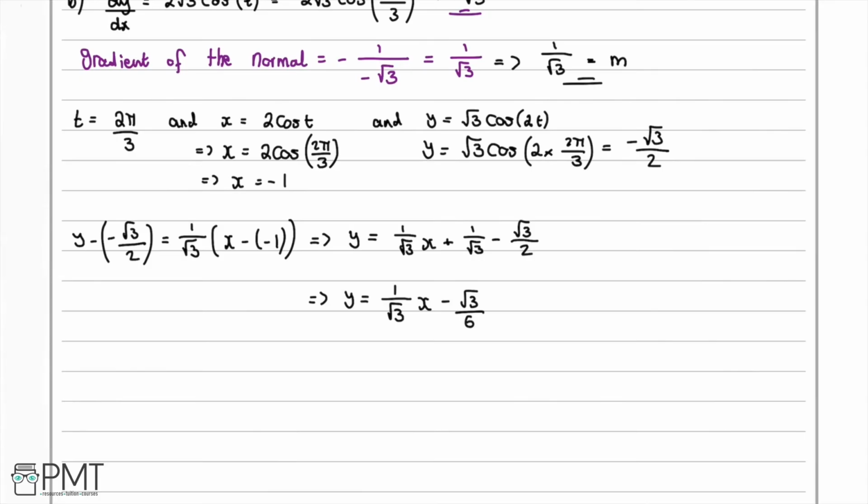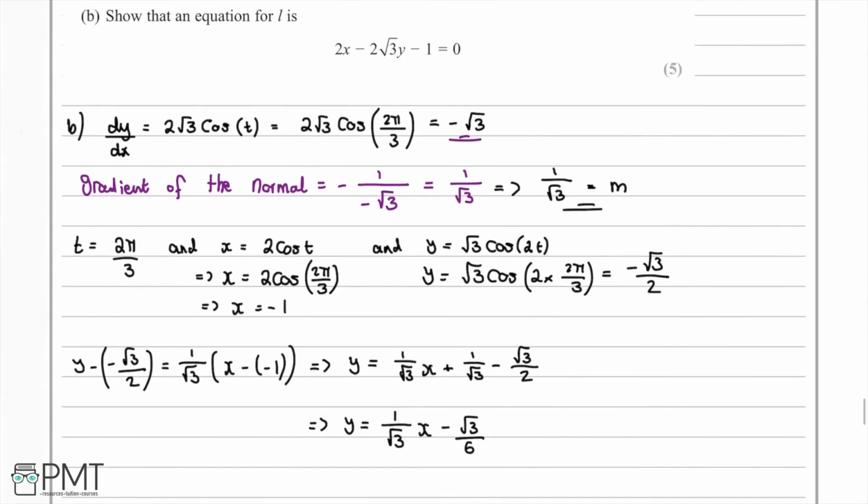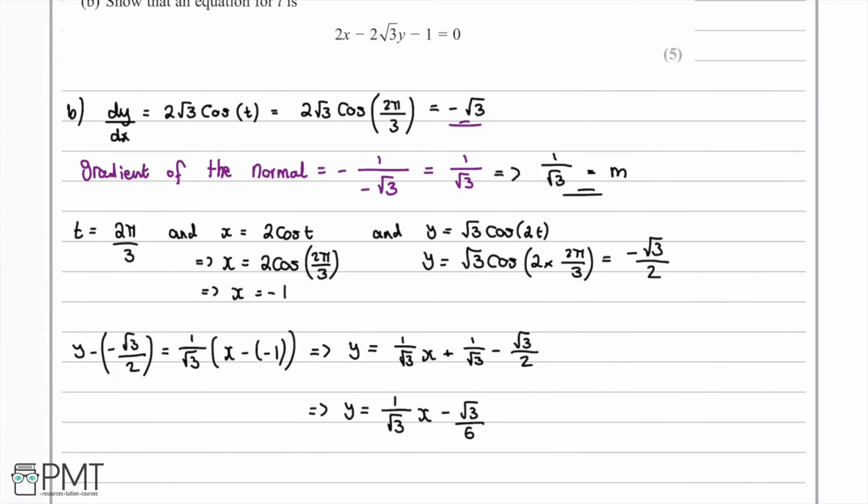So now we'll take a quick look back up the question and see what we're aiming for. So we're aiming for 2x, negative 2 root 3 in front of the y, and then negative 1 as a constant. So we need to think, what can we do to get this into this form? We need to first get rid of all the denominators here and see what this will do for us.